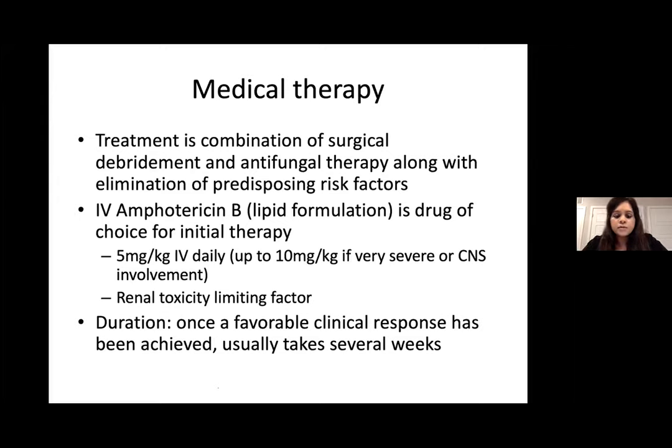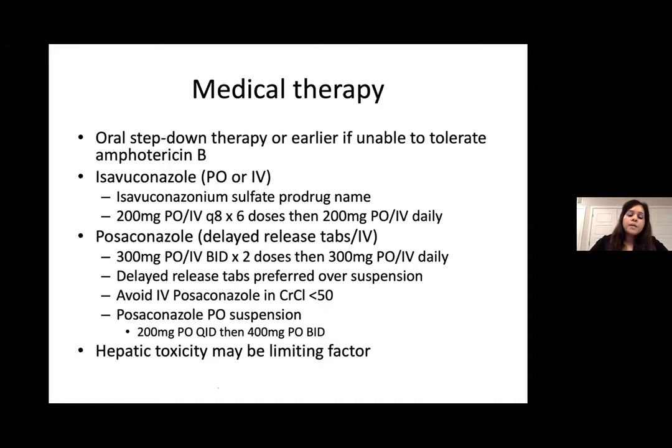Your duration for using IV amphotericin B, there's no set marker here, but once you have a favorable clinical response, which can take several weeks, then you can switch to consolidation therapy if you need to. But if you have patients who are otherwise unable to tolerate amphotericin B, or if there is a shortage of amphotericin B, you can go ahead and switch to oral step down therapy earlier. So that would be with isavuconazole. The other name is isavuconazonium sulfate, which is the prodrug. You'll sometimes hear it either way.